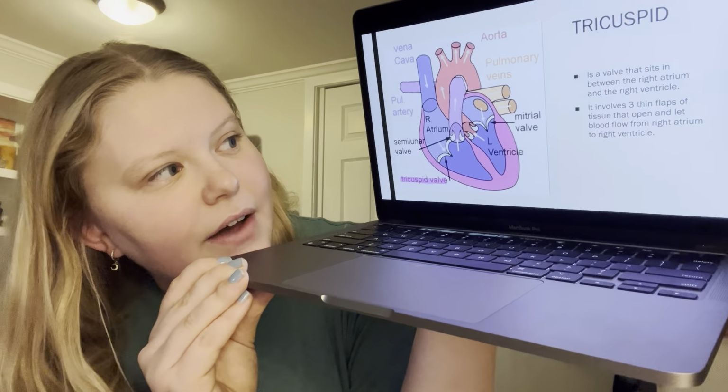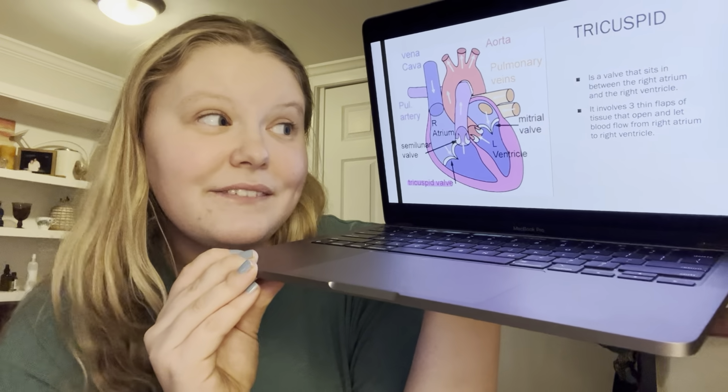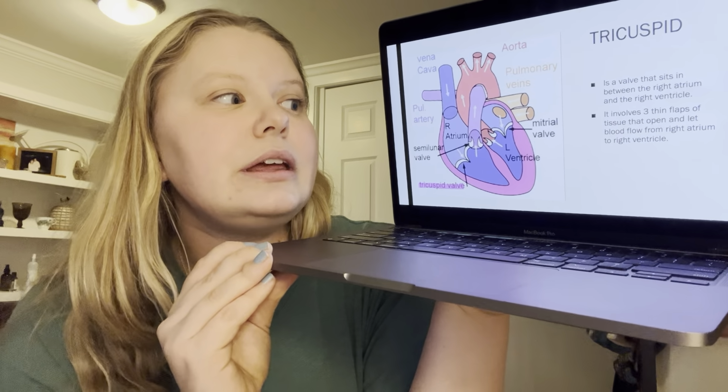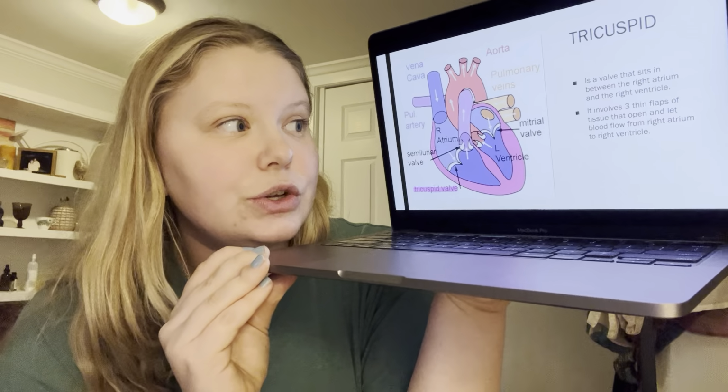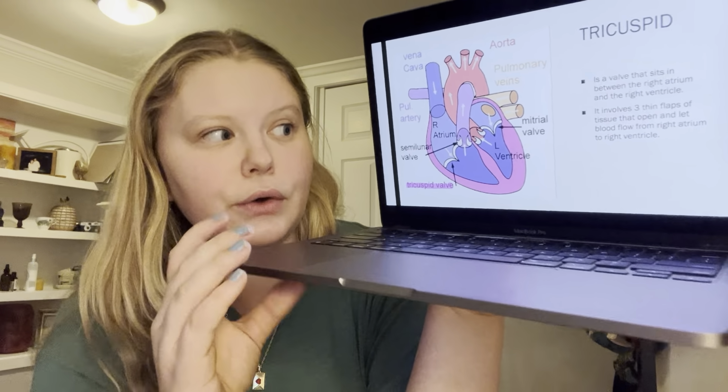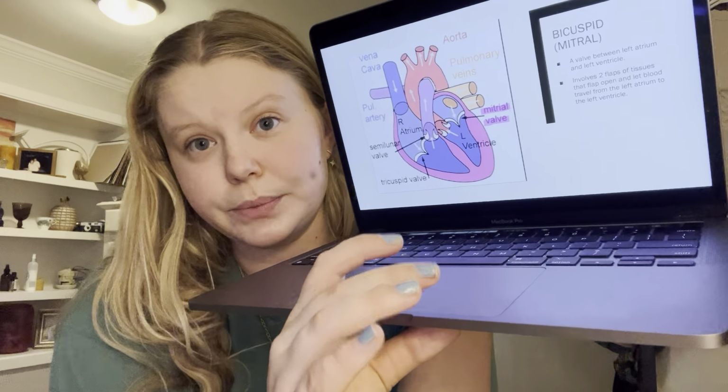We have the tricuspid, which is on this image. It is a valve that sits between the right atrium and the right ventricle, and it involves 3 thin flaps of tissue that open up and let blood flow from the right atrium to the right ventricle.